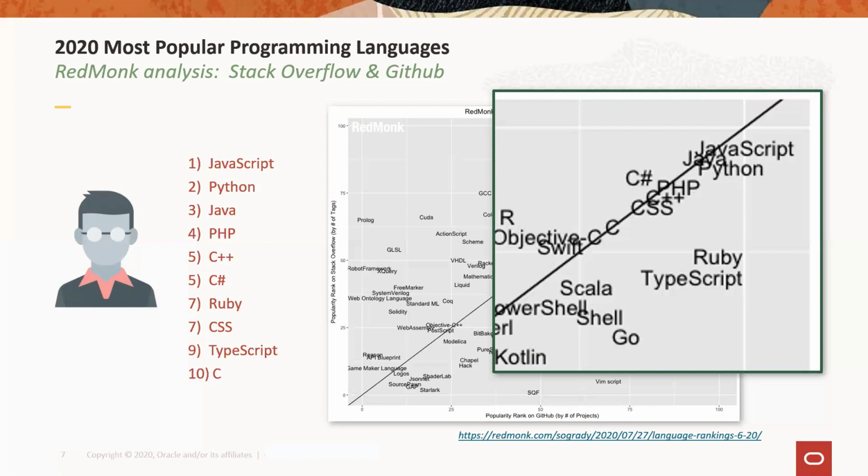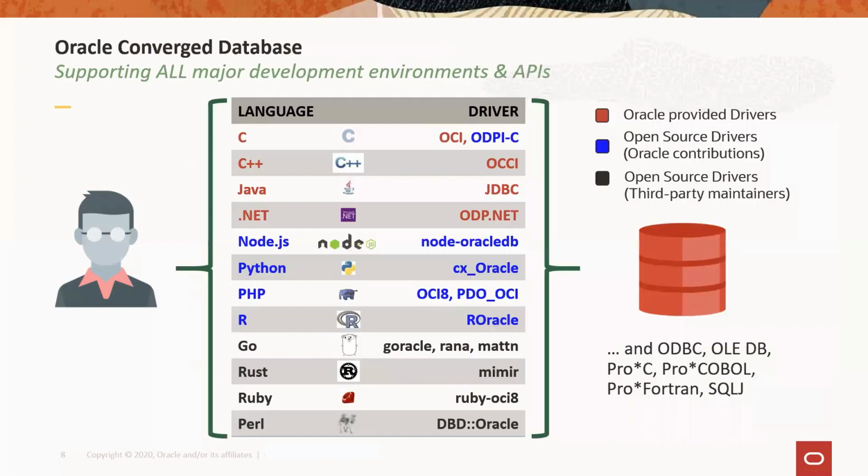So then the big question: which ones of these does Oracle support? Well, as you might have guessed, we actually support all of them. Oracle supports in our database all modern programming languages. Node.js, Python, PHP, R, Ruby, and a whole bunch of others, right? As well as the traditional languages, C, C++, Java, and even SQL, right?